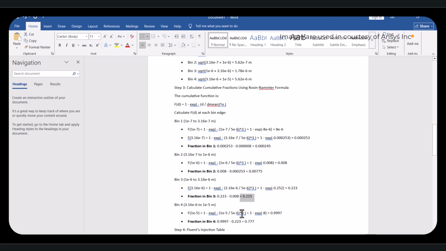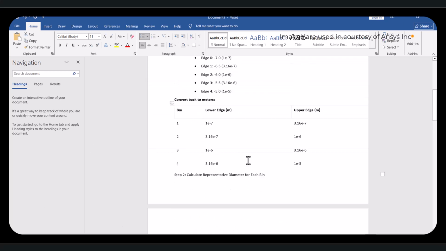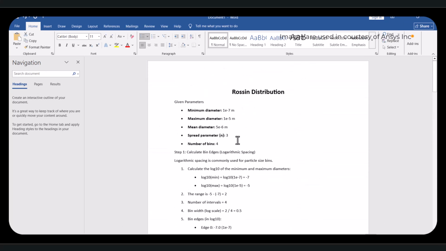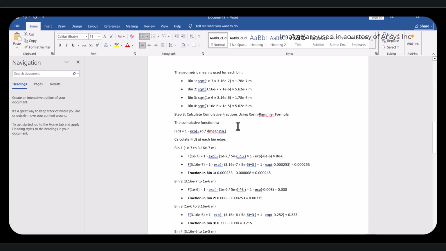How many bins you give, 4 bins, 5 bins, in this way each bin, with respect to the mean diameter and its own diameter, it will calculate the average number of particles that can be present in a single bin. So depending on this only, it will calculate. So this is for Rosin-Rammler. Similarly, you can use Rosin-Rammler logarithmic also. I have given both for the explanation: logarithmic spacing, and this is the normal one.